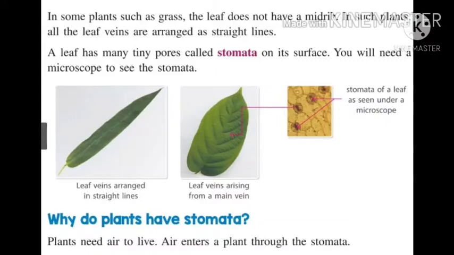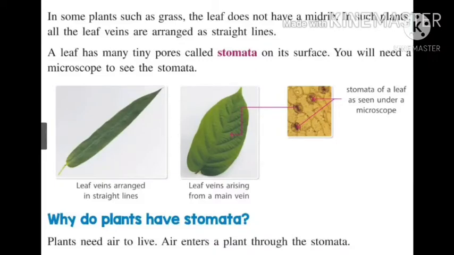A leaf has many tiny pores called stomata on its surface. You will need a microscope to see the stomata. The leaves also contain very tiny, very small pores on their surface. Those pores are known as stomata. But to see stomata, we need an instrument. The name of the instrument is microscope.